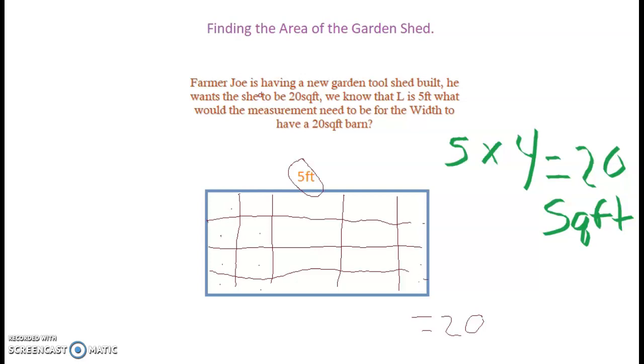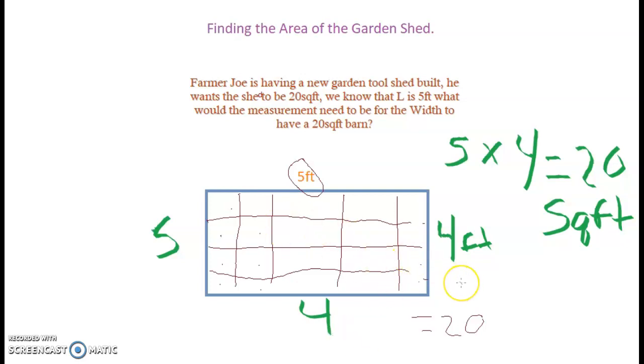Now I've noticed that a common misconception with some of my students is that they want to add the sides. So if we had 4 foot here, they would think that you add 5 plus 5 plus 4 plus 4, which would not equal the area. So that's one thing that I've noticed with my students.